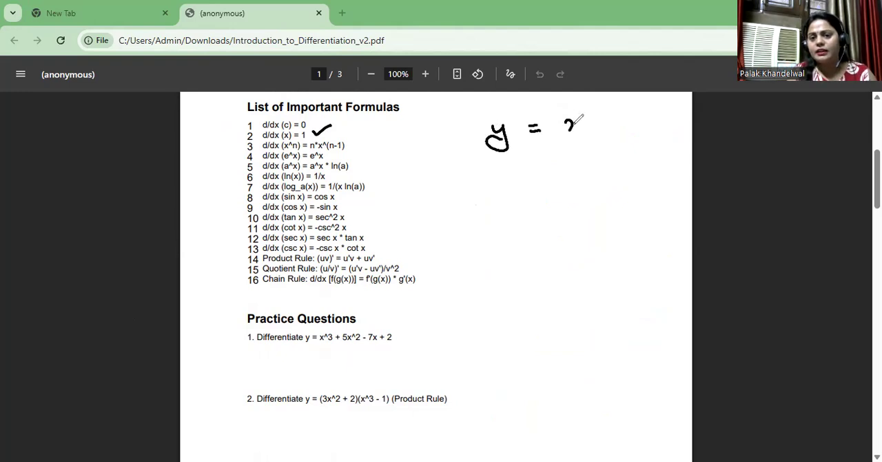Similarly, if I have the second formula, if I have y is equal to x, so if I apply the same formula here, the power is 1. If I bring 1 down, 1 minus 1 is 0. Anything raised to power 0 is 1. So the derivative of x is 1. And this is the third formula that I am talking about. Bring the power down and reduce it by 1.